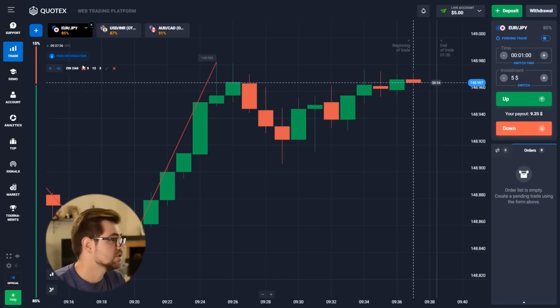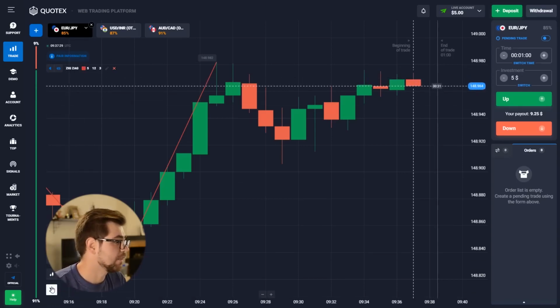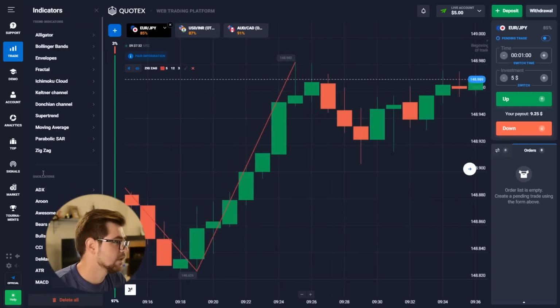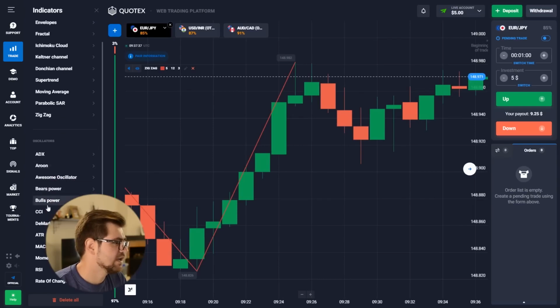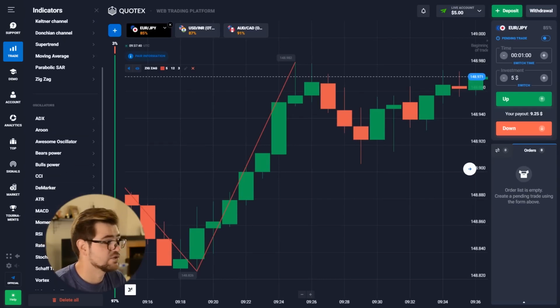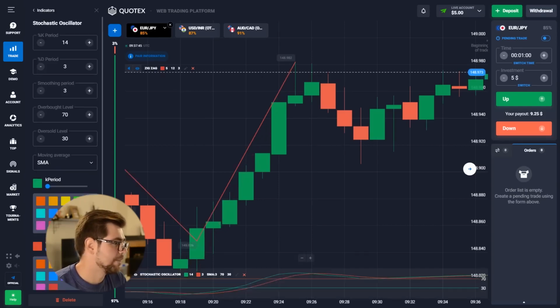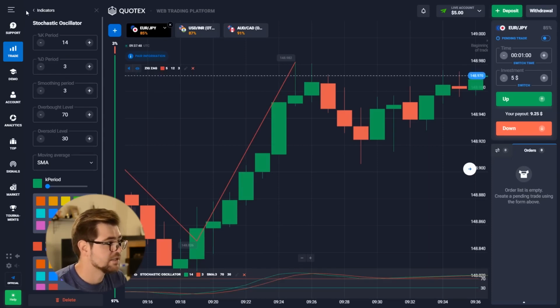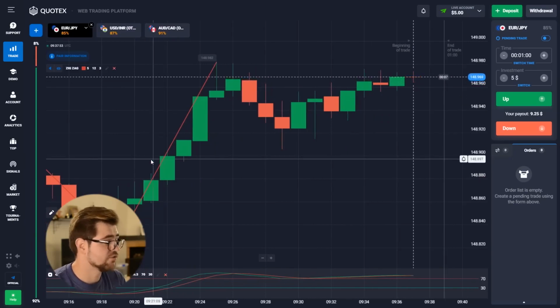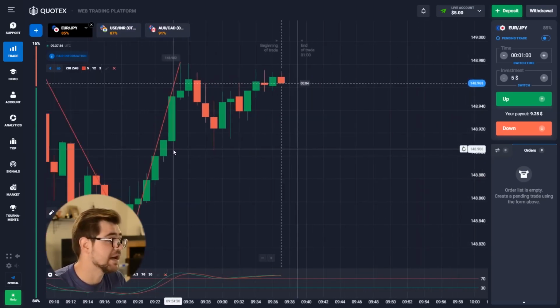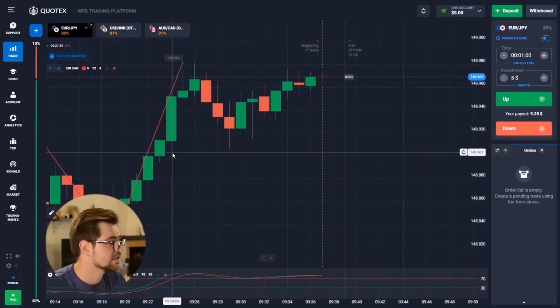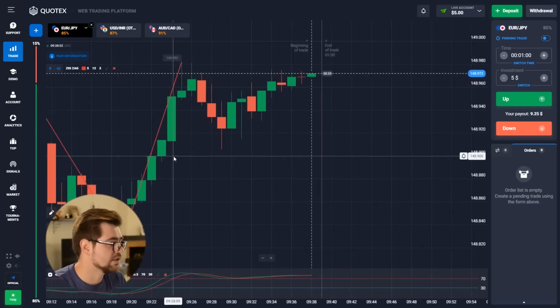So let's go and get the zigzag. We have the zigzag here, and I'm just gonna put on a stochastic oscillator as well. So yeah, that one, and I'm gonna explain as I go. If not, you can also find information in the Telegram group and so on.